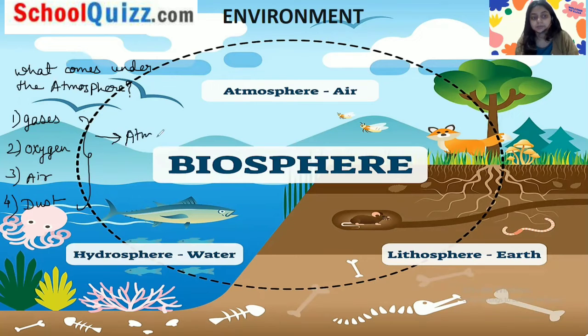Why? Because gases, remember the definition of the atmosphere. All the layers of gases that are present, surrounding the earth, is known as the atmosphere. So gases will be under the atmosphere. Oxygen is also a gas, so this will be under the atmosphere. Air is also under the atmosphere, and dust also. Okay, so I hope you are all correct, and let's take another question.